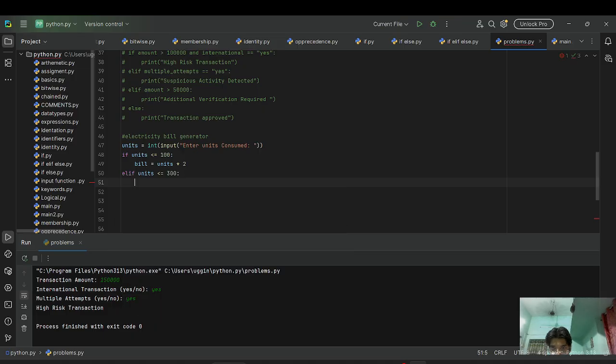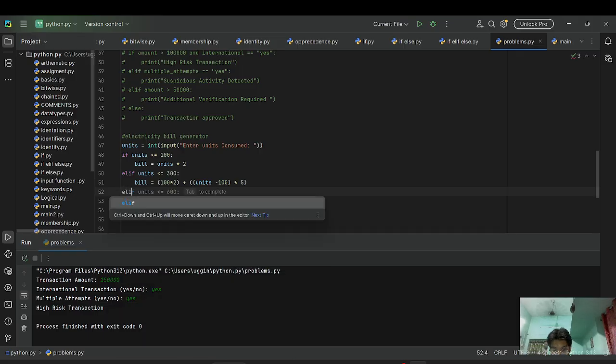So now let's calculate bill. Bill is equal to 100 into 2 plus, let's remove this and let's take units, units minus 100 into 5. That is it.